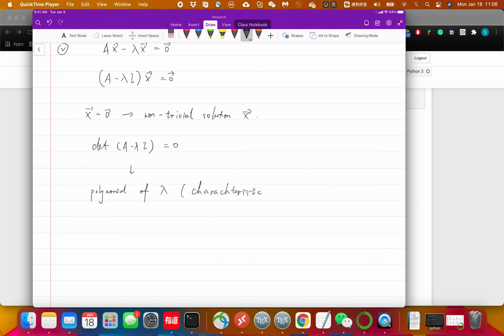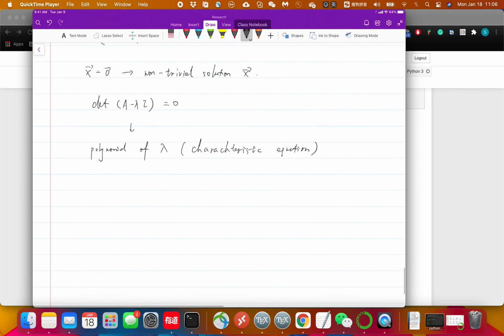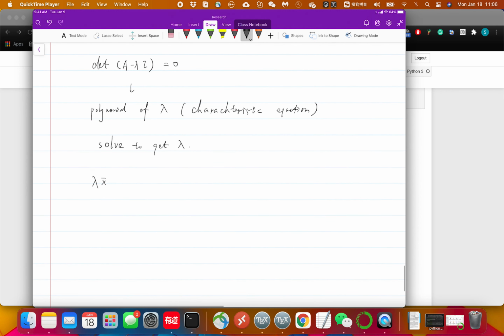Characteristic equation. Your job is to solve the characteristic equation to get lambda. And once you have that, solve for x to find the eigenvector.